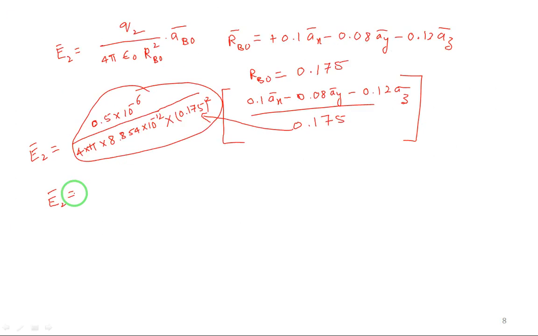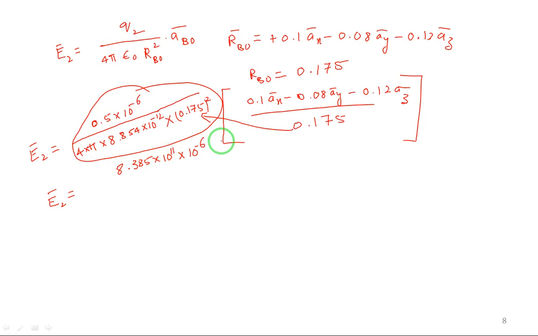Okay, I'll take 8.854 into 10 power minus 12 exponential minus 12 into 0.175 cube. Okay, what I am getting I will write here. So I am getting this as 8.385 into 10 power 11, but I have left 10 power minus 6 in the numerator.